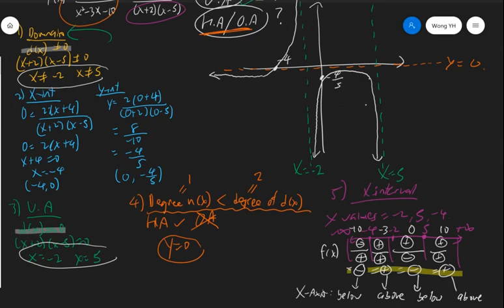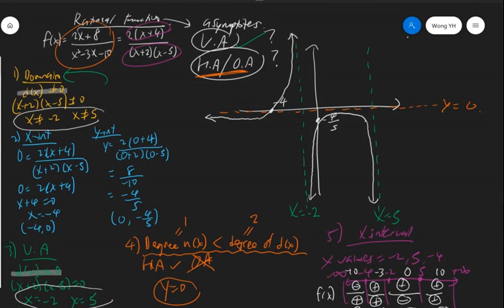Okay? The last interval will be from 5 to plus infinity. So it's something above, which means it's this whole thing here, above the x-axis. So draw it something like this. So this is one example of a rational graph. You can see that the graph is actually discontinuous.